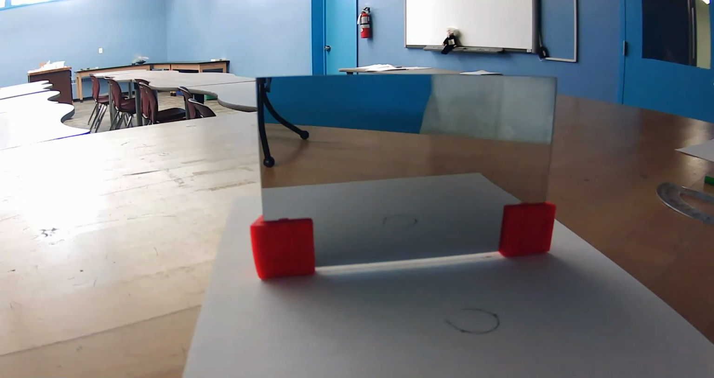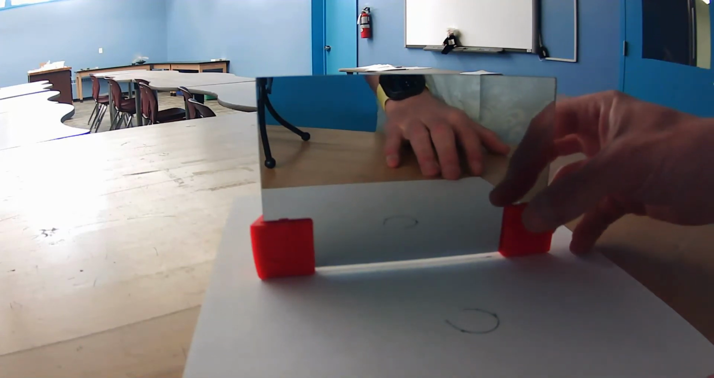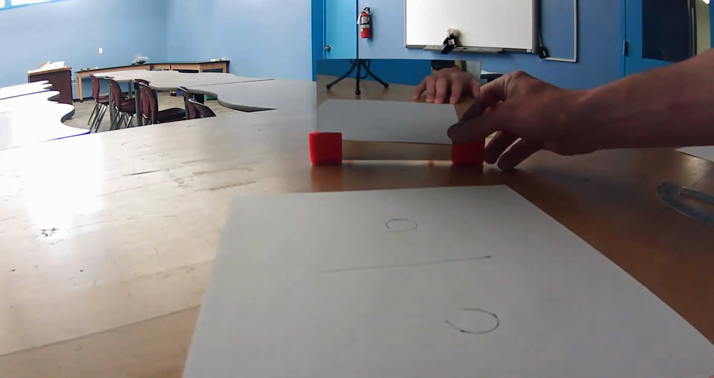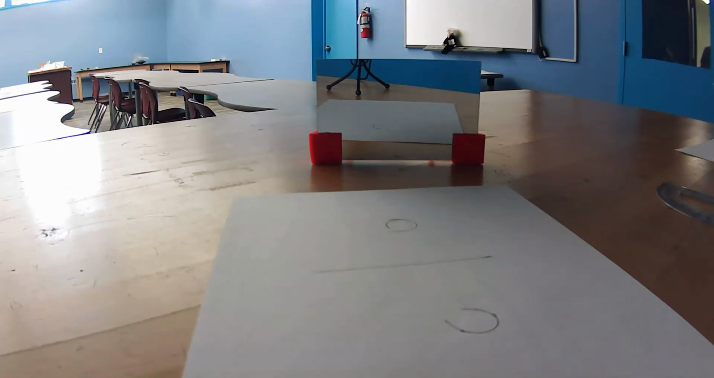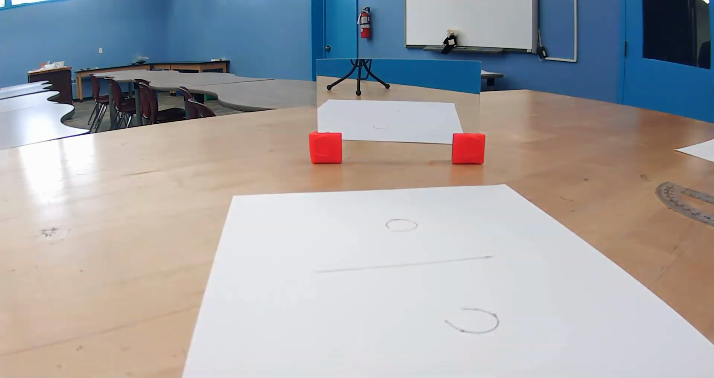Once you do that, you can remove both markers. And now I'm going to remove the mirror. I'm going to turn the light on so you can see a little bit better. Now, the difficult part is actually measuring. Some of you should be able to measure fairly well.